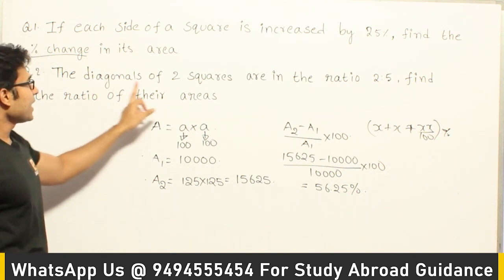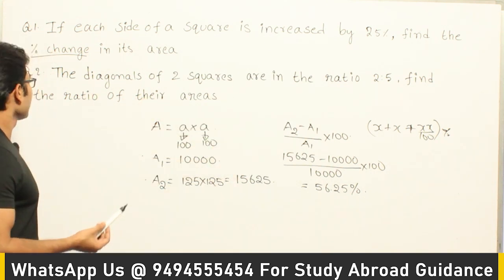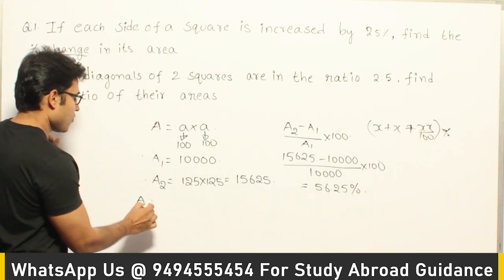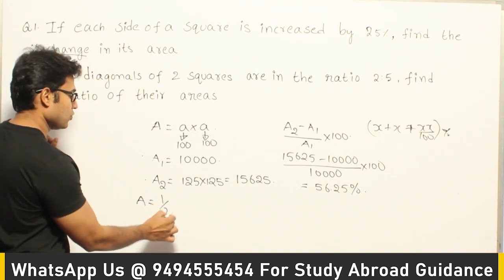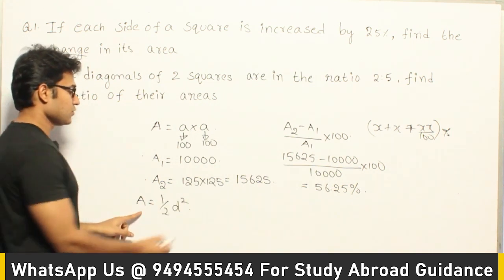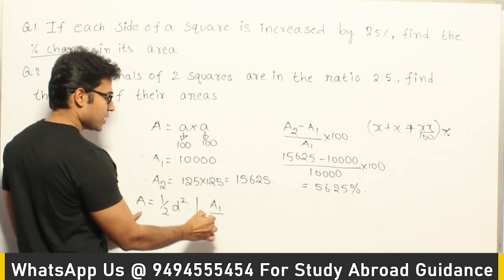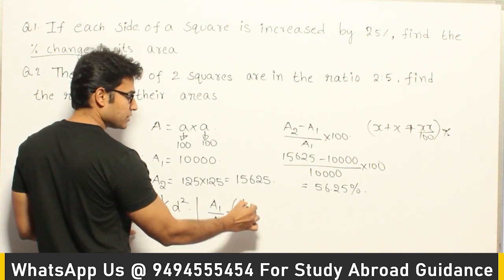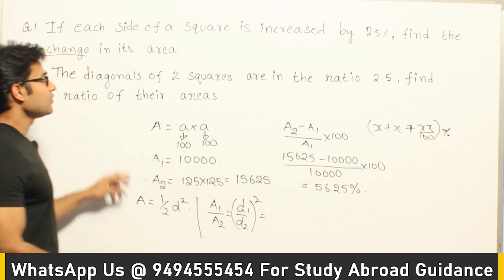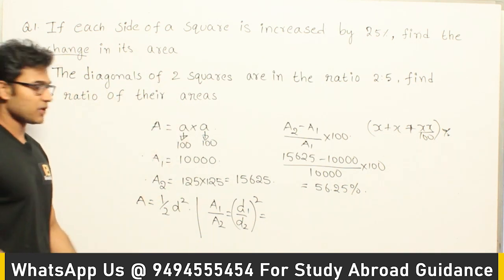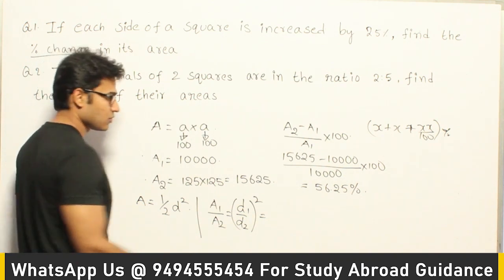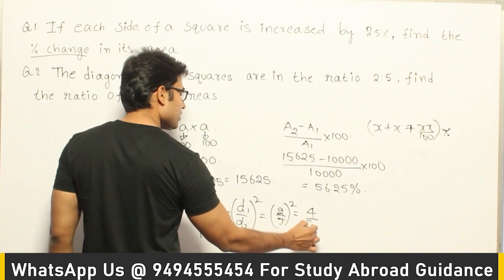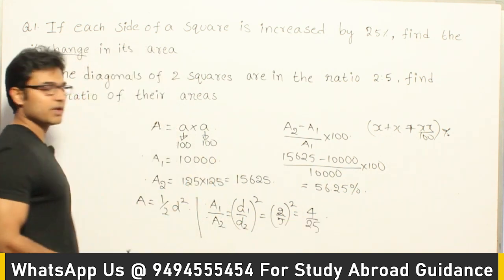Okay, next question is, the diagonals of the squares are in the ratio of 2:5, then find the ratio of their areas. Now we know that area formula in terms of diagonal is 1 by 2 d square, right? So from this I can write that A1 by A2 is equal to D1 by D2 whole square, isn't it? Now it is already given that the diagonals are in the ratio of 2:5, which means D1 by D2 is 2 by 5. So I can write like this, 2 by 5 whole square, which is 4 by 25. So areas are in the ratio of 4 by 25.